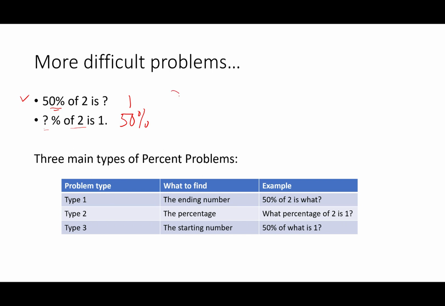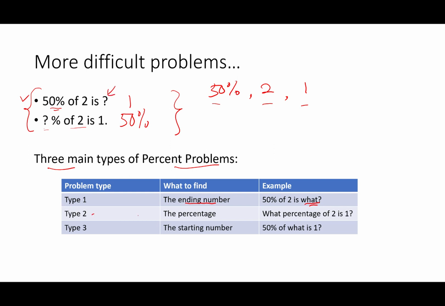So notice that it involves the same numbers. For example, 50%, and then it involves 2, and it involves the answer 1. Now by switching these three numbers around, you can encounter 3 different types of percent problems. For example, type 1: what to find is the ending number. Example is 50% of 2 is what? So this is similar to this example here.